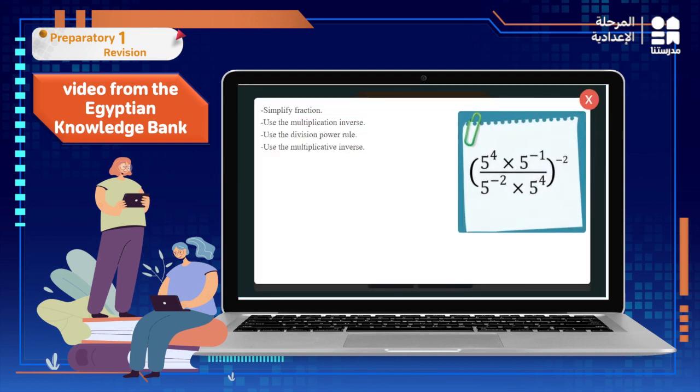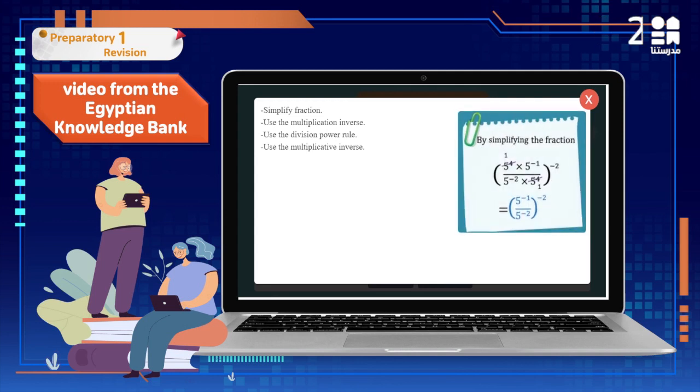The second method is, we can use simplification between numerator and denominator. By simplifying the fraction, we will get 5 to the power negative 1 over 5 to the power negative 2, all to the power negative 2. By using the multiplicative inverse, we get 5 to the power 2 over 5, all to the power negative 2. Then, by using the division power rule, we get 5 to the power 2 minus 1, all to the power negative 2, which equals 5 to the power negative 2.